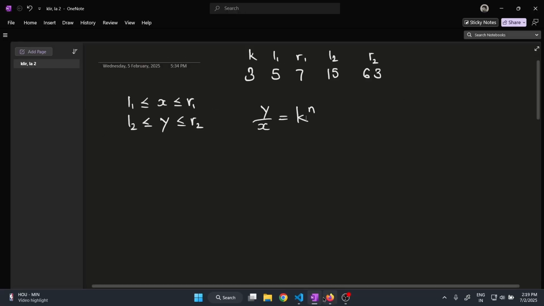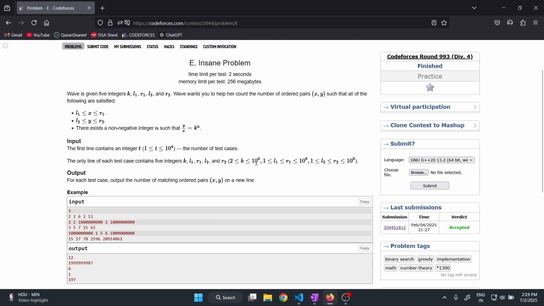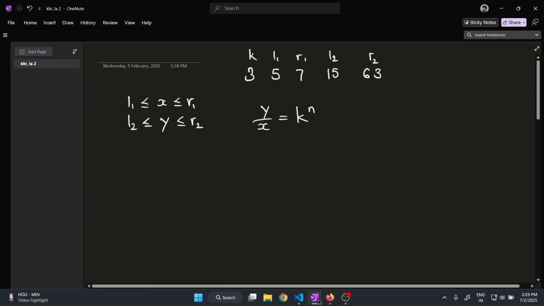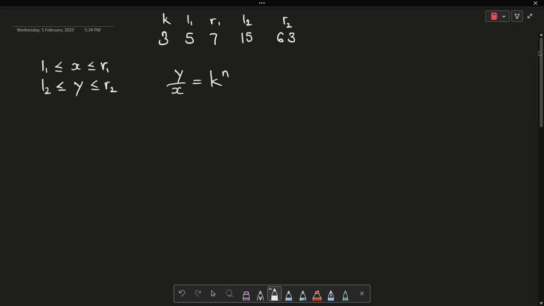And the constraints are, let's see. K can be from 2 to 10 to the power 9, and L1, R1 can be from 1 to 10 to the power 9 as well. So these are the constraints that we'll also need to keep in mind. Okay, so how can we solve this problem? What should be the first thought that should come to our mind for solving this problem? Let's see what we can do here.